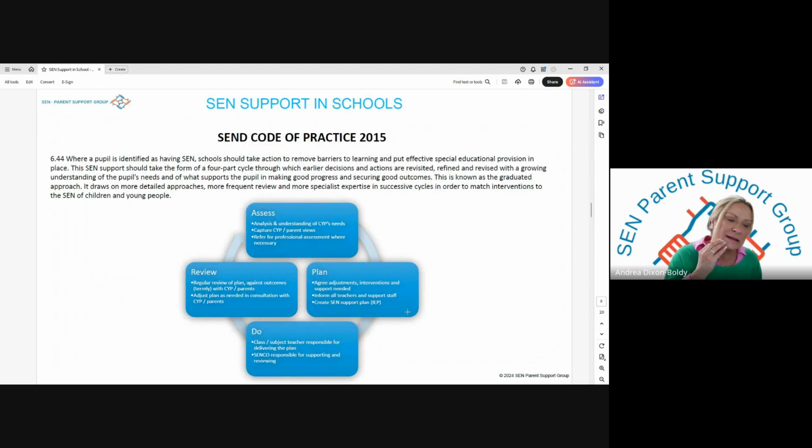The SEN Code of Practice 2015. So we've covered assess, plan, do, review. And we've covered when that is instigated by the parent communicating any difficulties and or the teachers feeding back to the SENCO that a particular child is struggling, and they've monitored and measured that over a period of time. Just to repeat, with their physical, cognition, communication or mental health.